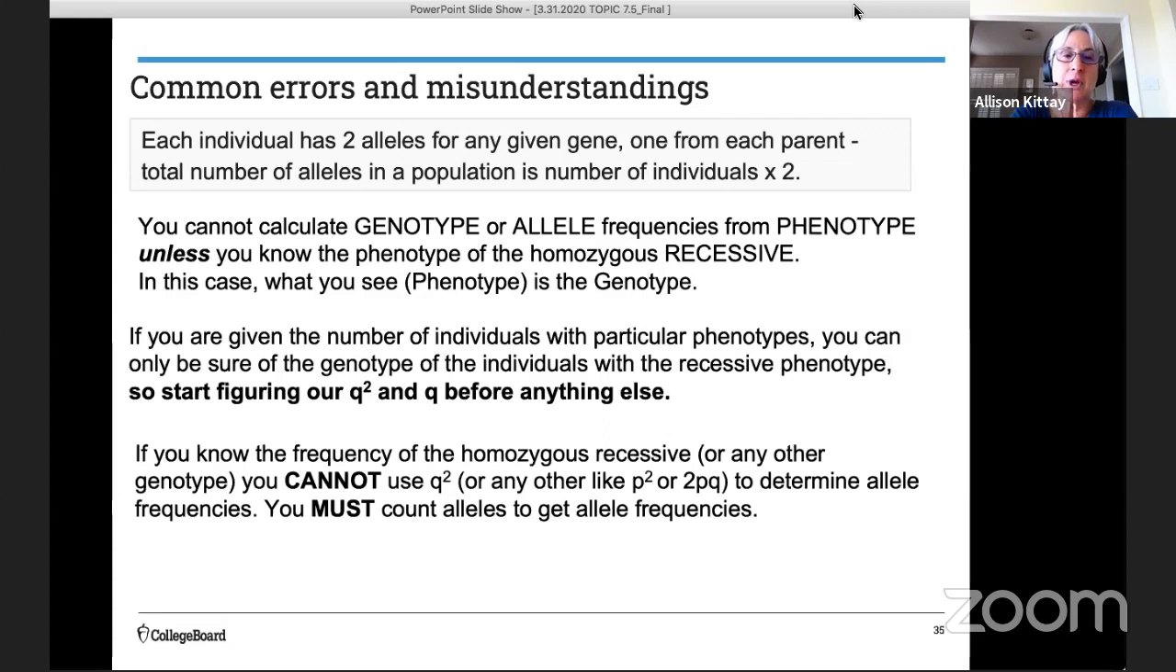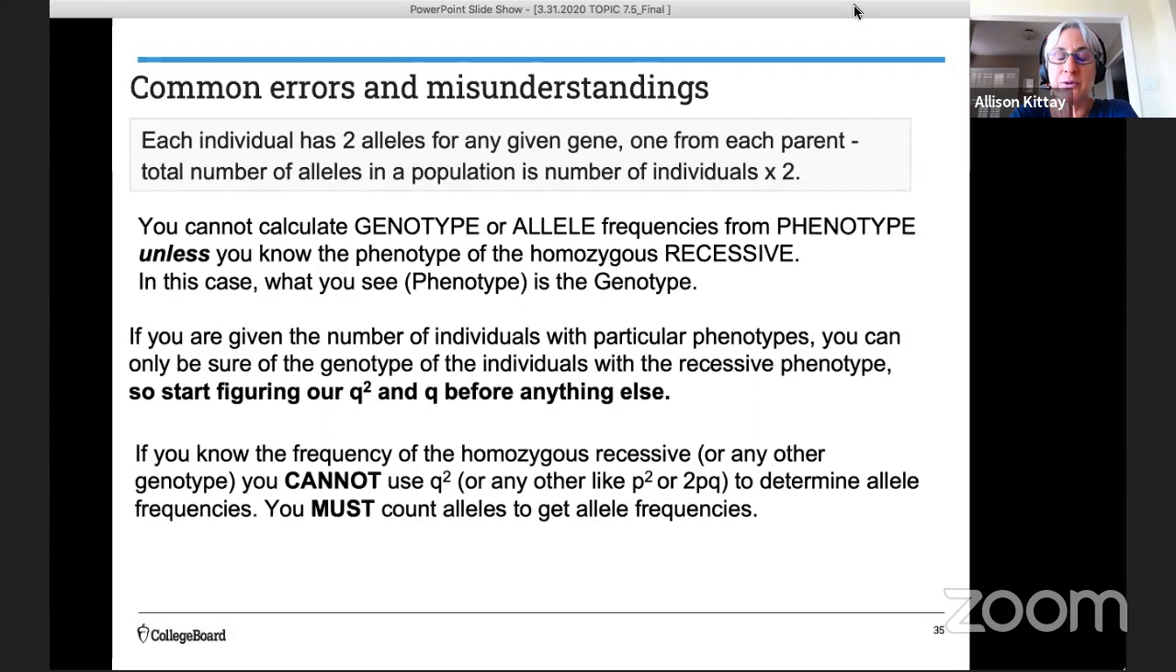So let's talk about some common errors and misunderstandings, and also just some reminders for how to use this and how to solve Hardy-Weinberg problems. Each individual has 2 alleles for any given gene, one from each parent, so that the total number of alleles in a population is the number of individuals times 2. We had some practice with that in the last multiple choice practice question.